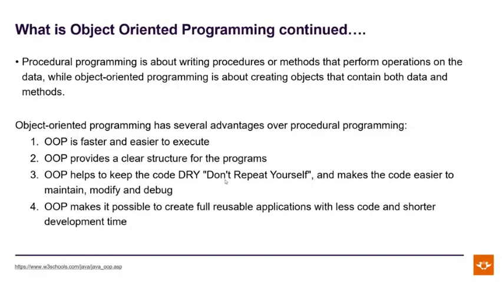Advantages of object-oriented programming: it's faster and easier to execute, provides clear structure, helps keep the code DRY so we don't repeat. Objects are easy to maintain, modify, and debug. Once you have a properly designed object or class, it's easy to modify and improve a class and then export the class to another program almost. So classes can be shared between code, which makes it a lot more useful. Reusable applications, code, shorter development time. So OOP makes for a lot more reusable applications.